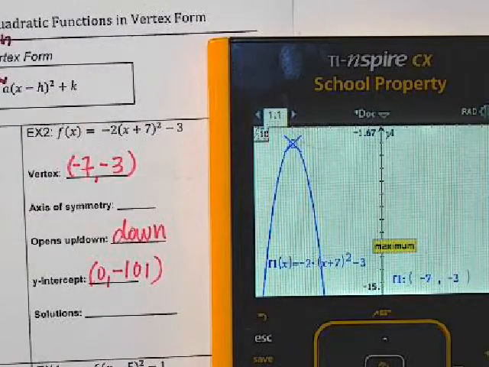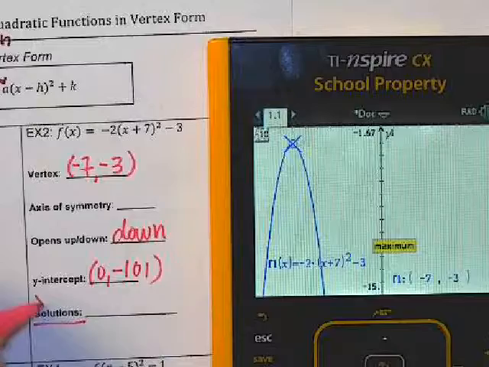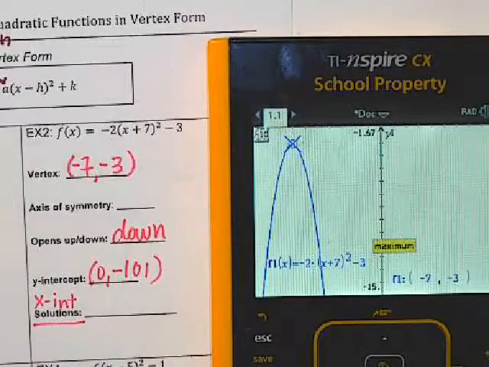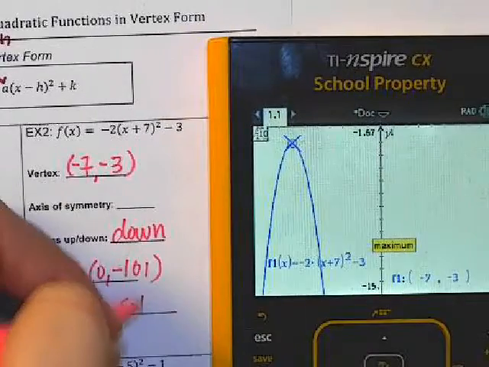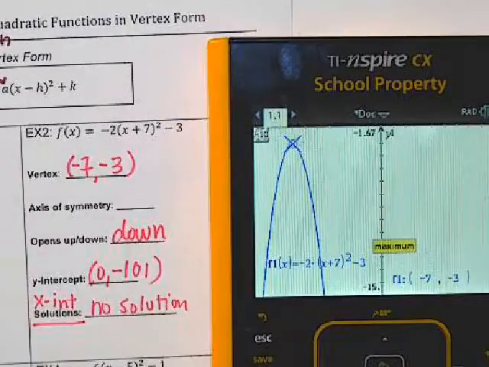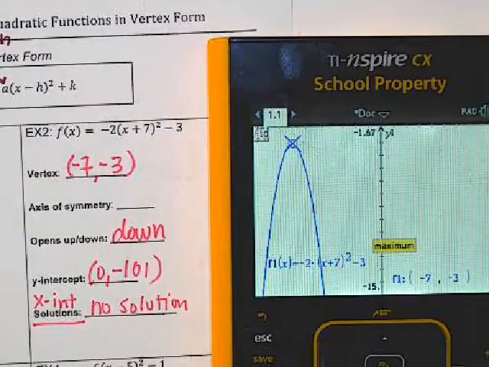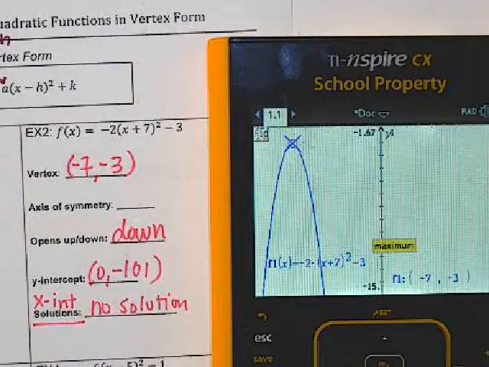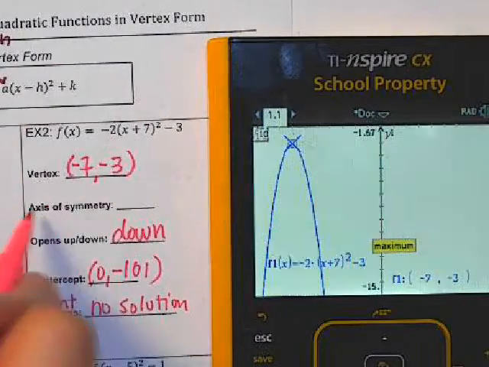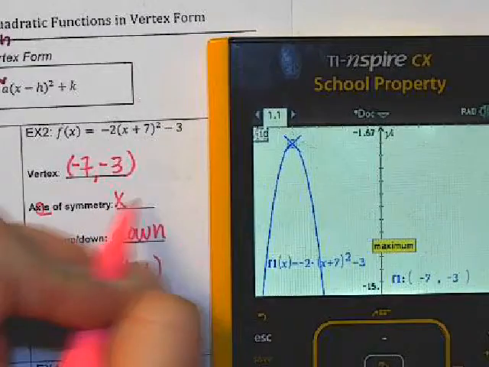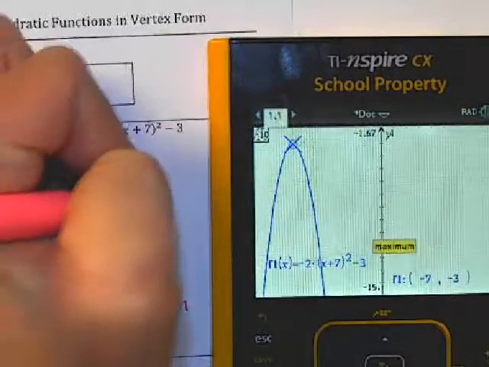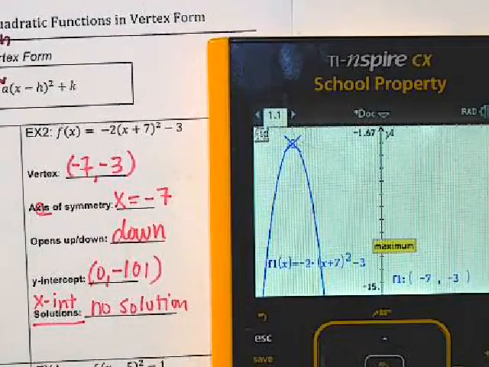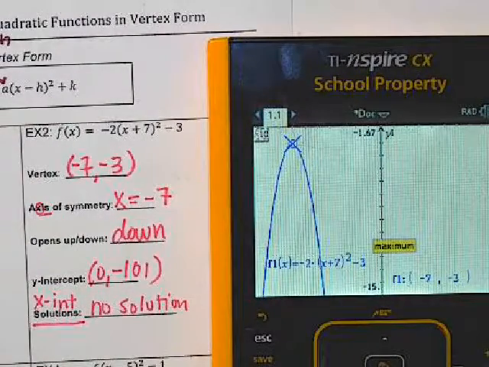It doesn't cross the x-axis, so do I have any solutions? No. Solutions means x-intercept, so no solution. Okay, what else does this vertex tell me? The axis of symmetry. How do I have to write it? x equals, and it's the x in the vertex, which is -7. Questions?